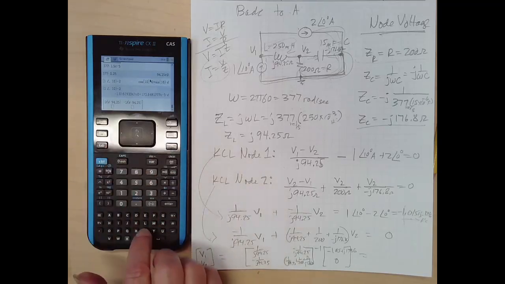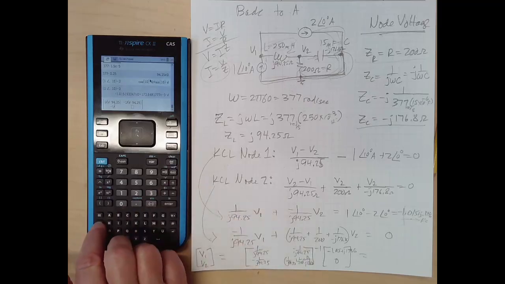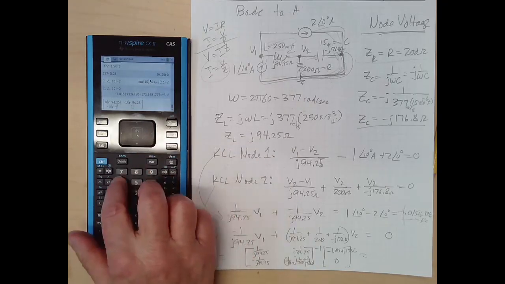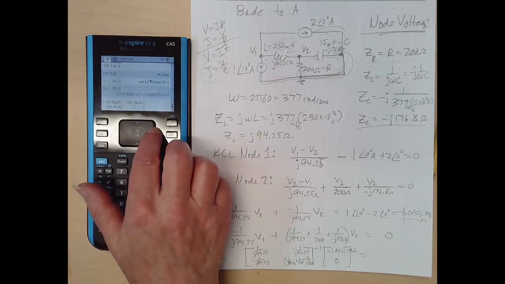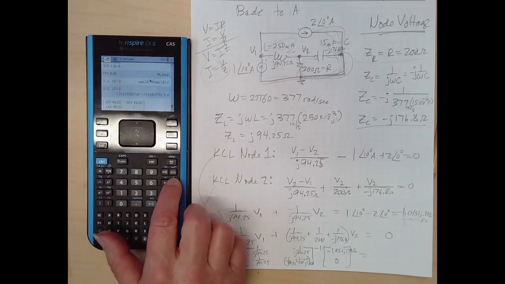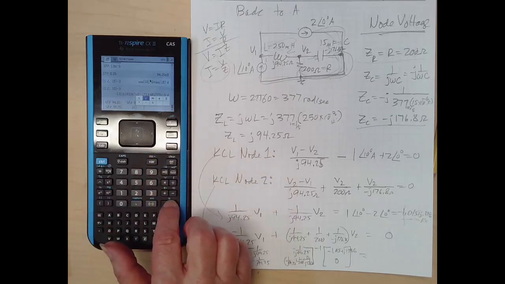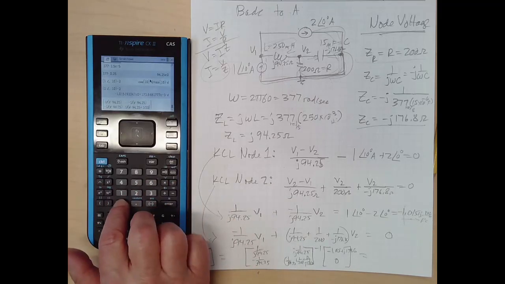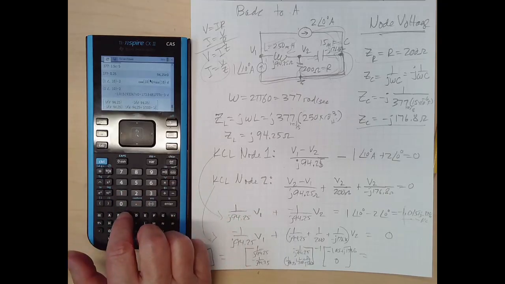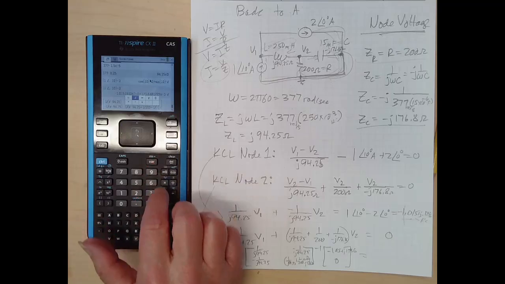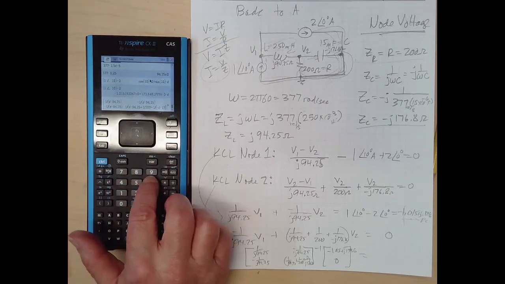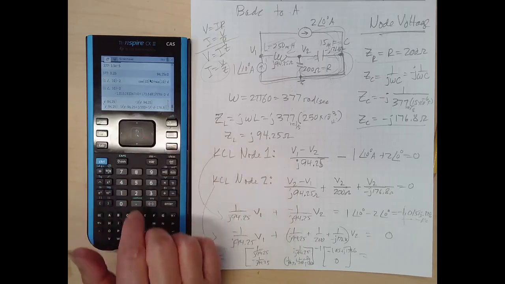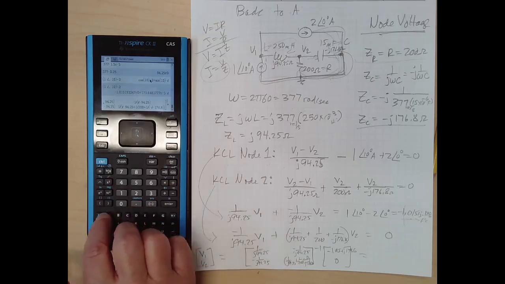Yes. Same thing there. Negative 1 divided by j 94.25. And over here, a bunch of stuff. 1 divided by, plus 1 divided by 200, plus 1 divided by negative j times 176.8. Okay, getting to be a mess here. Get out of the matrix, do my little inverse to the power of -1.